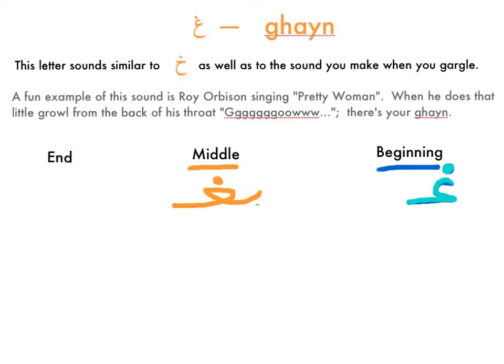At the end, in connected form, we write it like this. Don't forget the squared shape. And it connects to the letter which comes before it with this line. Independent form, which only comes at the end, it's written like the final shape. It's like the combination of the beginning and the end shape. So we write it like this.